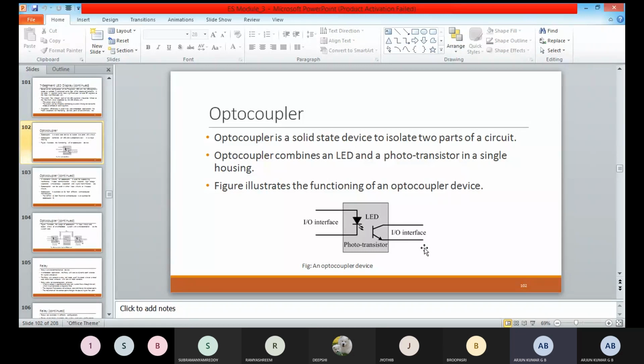In the optocoupler, there is one LED and one phototransistor. Both are combined in a single chip, in a single housing. Single housing means they are manufactured in one case. What is that figure? This is the figure representation of the optocoupler device.